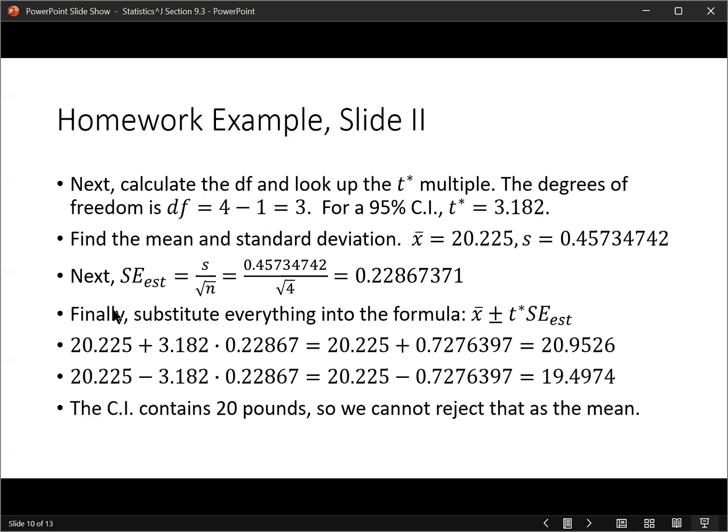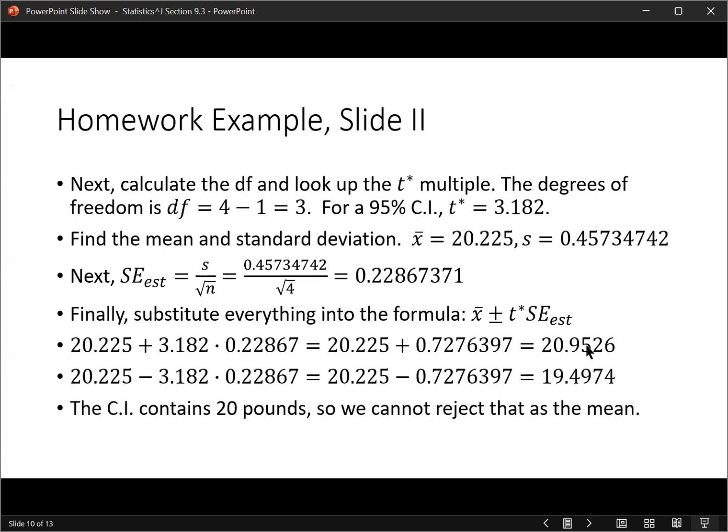And then finally, you want to take all the stuff above and plug it into this formula. The X bar, that's the sample mean, this number here, 20.225. The T star, that's what we looked up in the table, the 3.182. The standard error estimate, that's what we just calculated. Put that in there too. Then multiply, and then add and subtract, and you get your range of values. The confidence interval is going to go from 19.5, if you round it to 2 decimal places, to 20.95, again rounded to 2 decimal places.